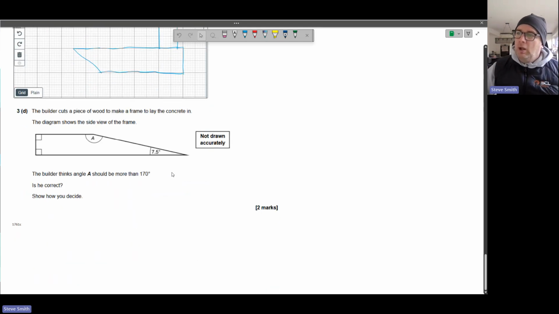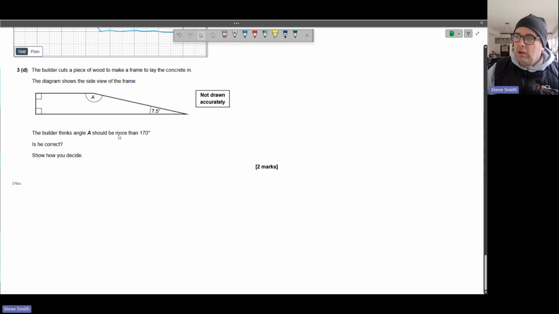And let's go. The builder cuts a piece of wood to make a frame to lay concrete in. The diagram shows the side view of the frame. The builder thinks the angle A should be more than 170. Is he correct? How do you decide?